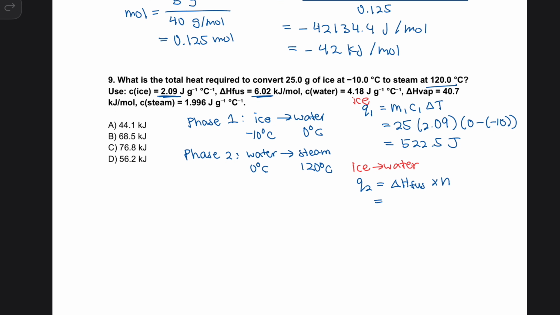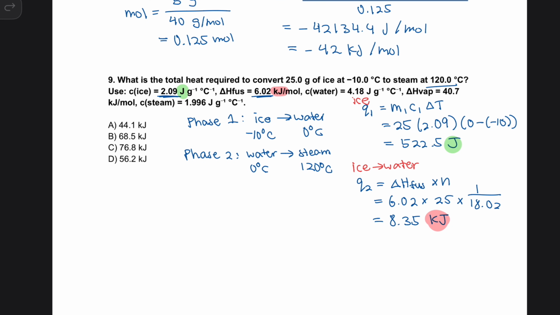It tells us here that it's 6.02. And then how many moles do we have? We have 25 grams, and then we have to divide by the molar mass, which is 18.02. This will give us 8.35 kilojoules. And just be careful of the units. This one's in kilojoules because the value that they gave us for fusion was in kilojoules, but for the other one, it's in joules. So just remember to convert all of your values properly at the end.